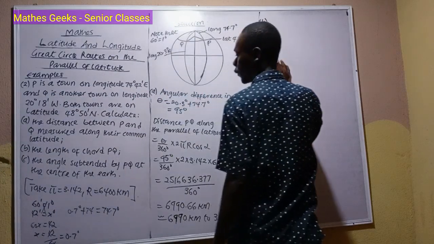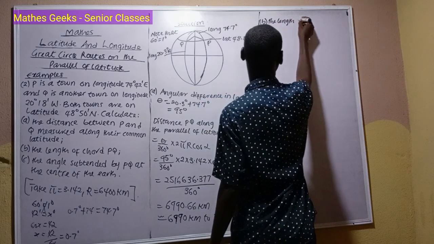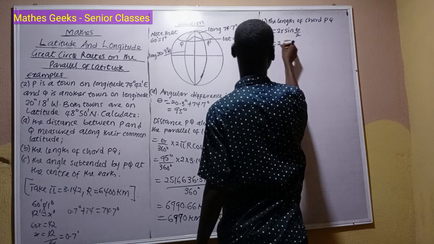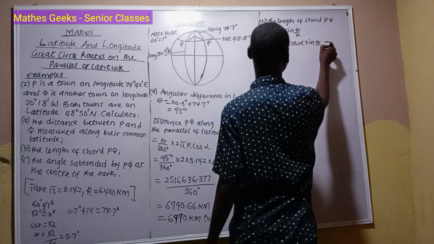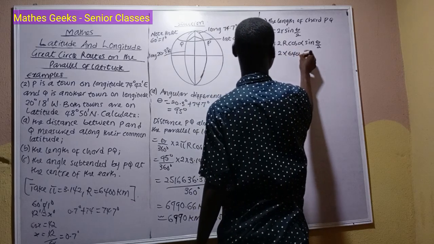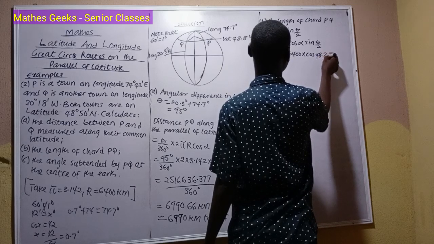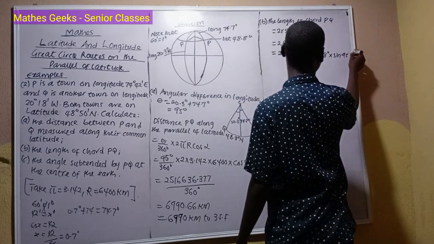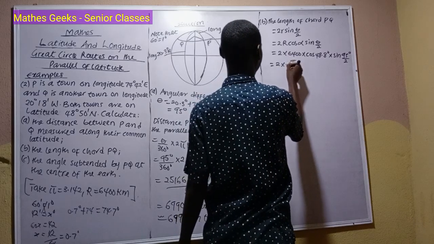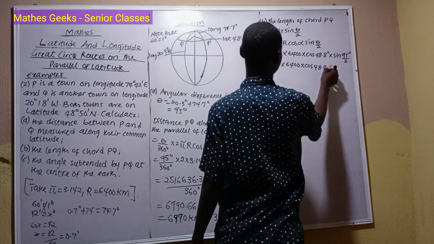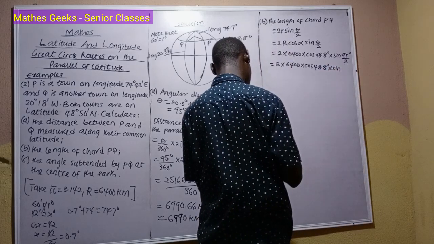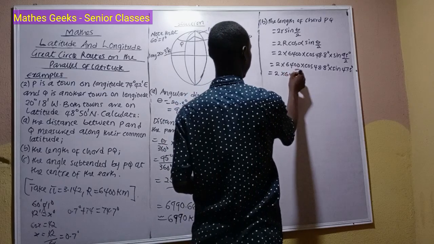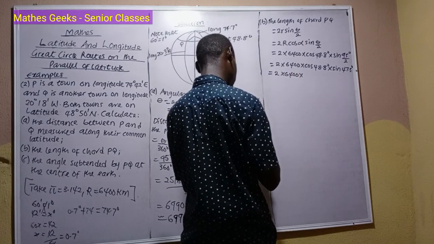Okay. The length of chord PQ. Length of chord PQ is equal to 2R sine theta over 2, which is equal to 2R cos alpha sine theta over 2. 2 times 6,400 times cos 48.8 degrees times sine 95 over 2. 2 times 6,400 times cos 48.8 degrees times sine 47.5 degrees.